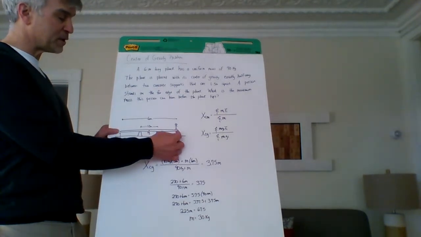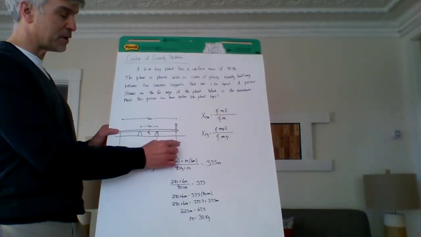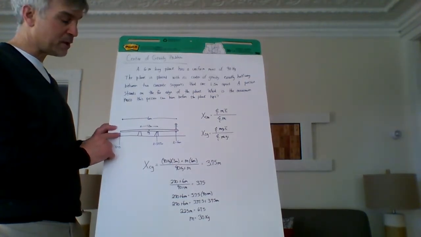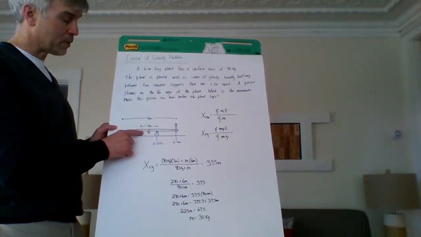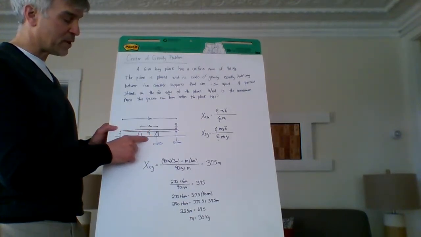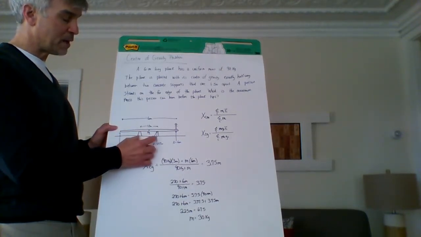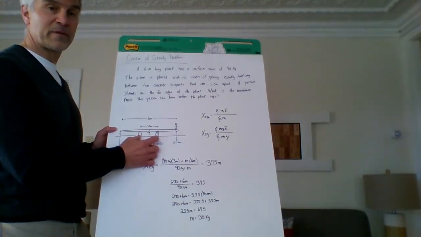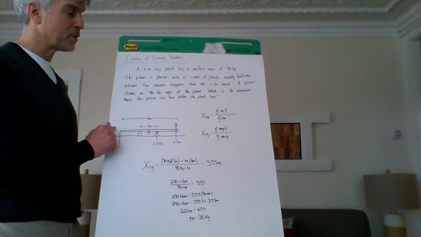We have the 6-meter long plank. There's the person at exactly 6 meters. The left-hand side of the plank would be at 0 meters. The plank's center of gravity would be at 3 meters. And since these two supports are 1.5 meters apart, they're each 0.75 meters from the center of gravity.